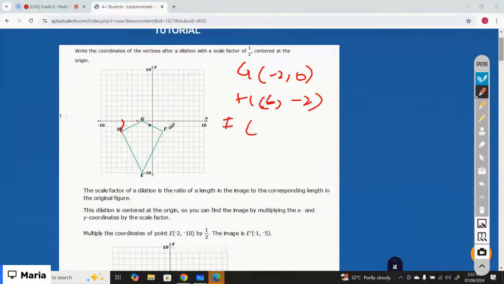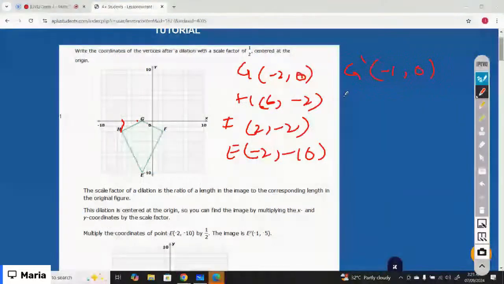For F, they are 2 and negative 2. Then for E, they are negative 2 and negative 10. So you need to multiply all these factors by 1 by 2. Multiplying by 1 by 2 is the same as dividing by 2, right? So then G dash would be negative 1 and 0. Then H dash would be 3 and negative 1. Then F dash would be 1 and negative 1. And then E dash would be negative 1 and negative 5, right?